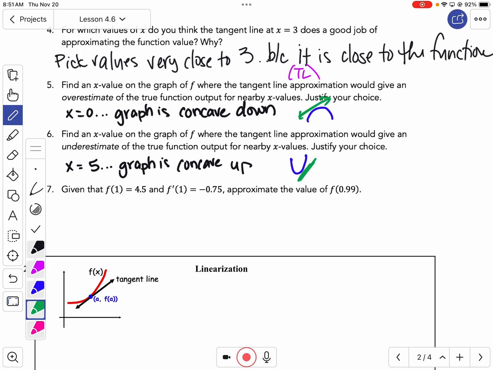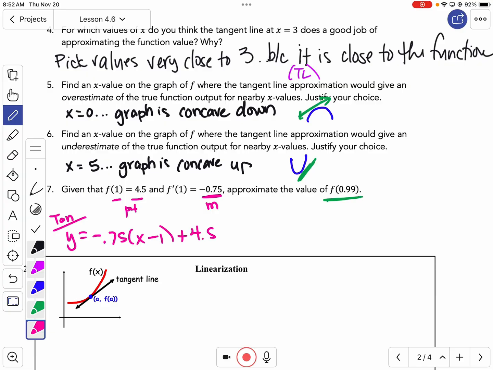Okay? All right. So now let's look at number 7. It says, given that f of 1 is equal to 4.5, and f prime at 1 is negative 0.75, let's approximate the value of the function at 0.99. Well, to approximate, I need a tangent equation. So let's write the equation of my tangent line. To write the equation of a tangent, I need a slope and a point. Do I have that? Yeah, okay. Here's my slope. Here's my point. So my tangent line would be y equals negative 0.75 times x minus 1 plus 4.5.